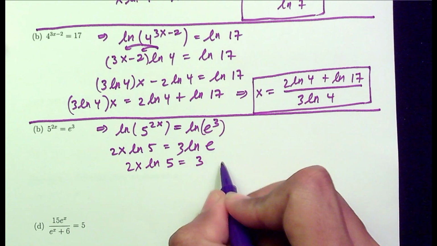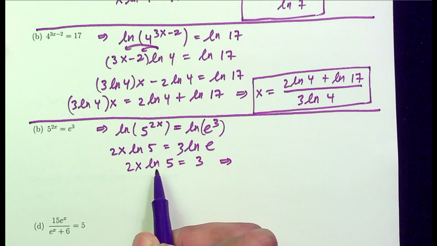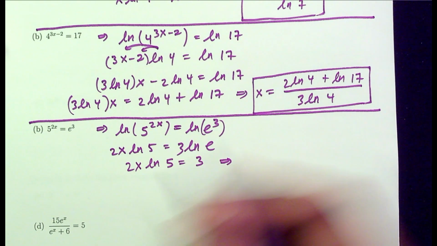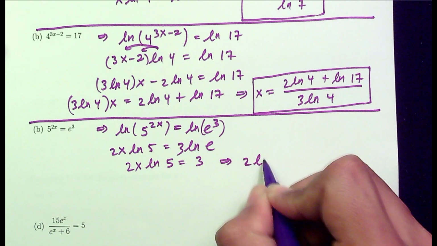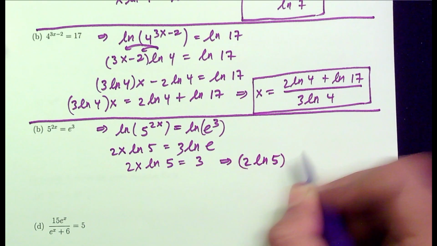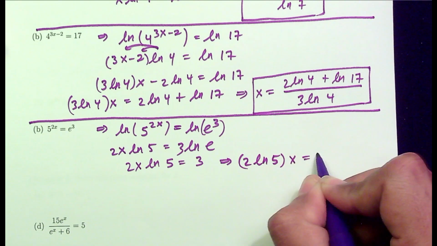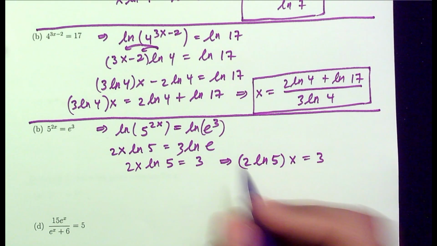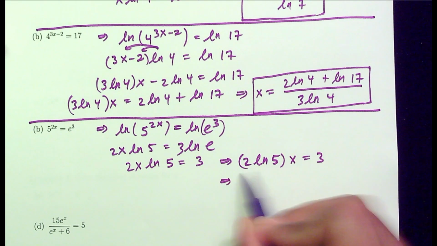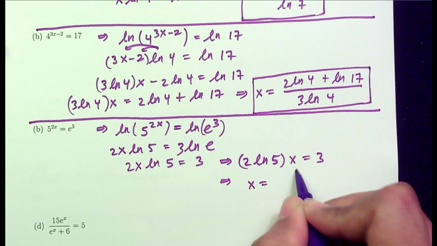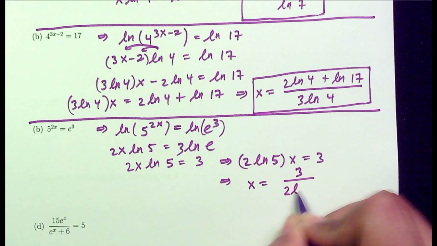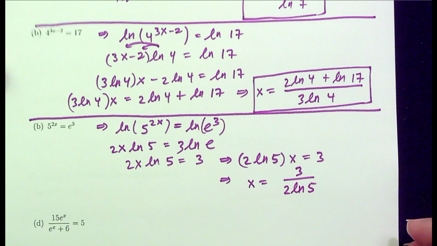Now, normally though, remember that we usually put constants in front of the variable. So ln of 5 is a constant, it's just a number. So normally we would write this like this: 2 ln of 5, put that in parentheses, x equals 3. Numbers go in front of the variable. All right, and now lastly, we divide by this and we get x. So x is going to be 3 over 2 ln of 5. And that's the answer.